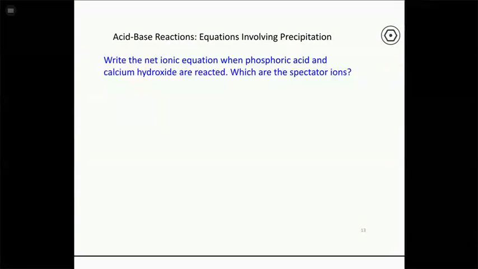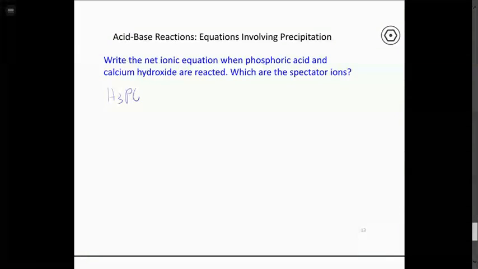So as I mentioned, it is possible sometimes that in an acid-base reaction you form an ionic compound that is insoluble, so the acid-base reaction is going to be accompanied with precipitation. So an example here would be phosphoric acid and calcium hydroxide. So phosphoric acid is H3PO4, phosphate is PO4 3-. We have calcium hydroxide, Ca(OH)2, calcium is 2+.